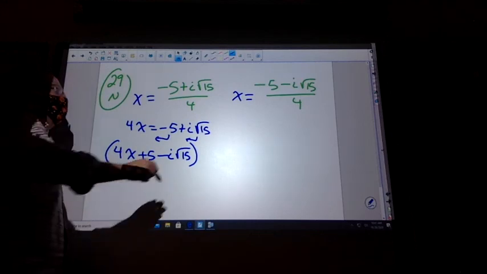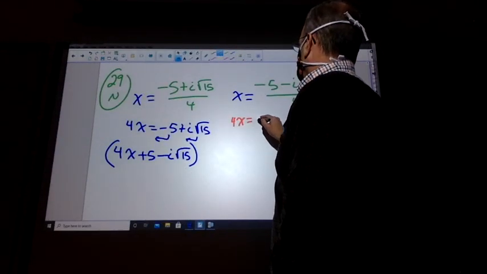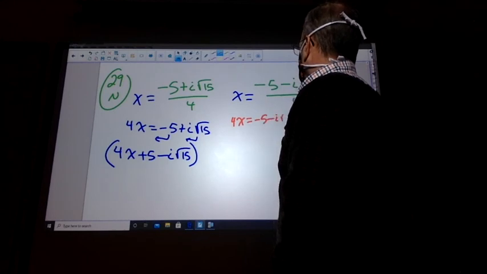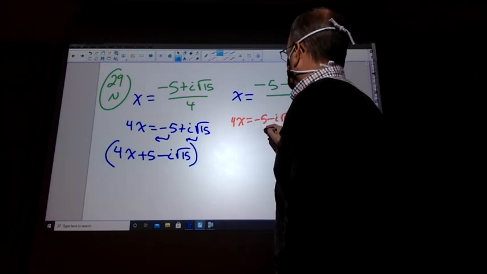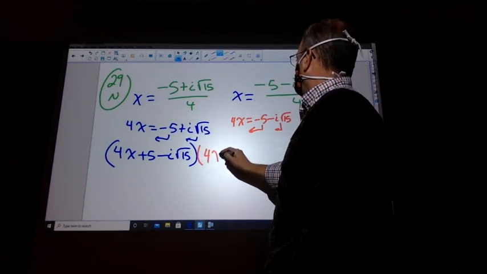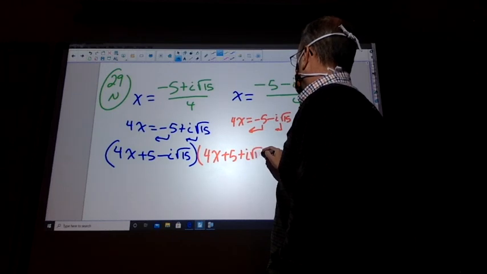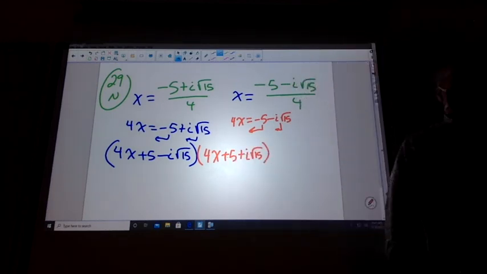Okay? I'm going to do the same thing to this one. So I'm going to make this 4x equals negative 5 minus i root 15. I'm going to move everything over and put it right next to it. Does that seem okay so far? Make sense?